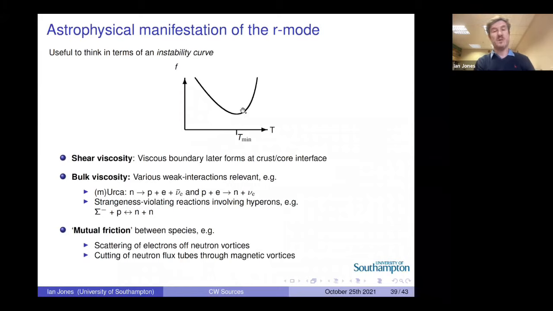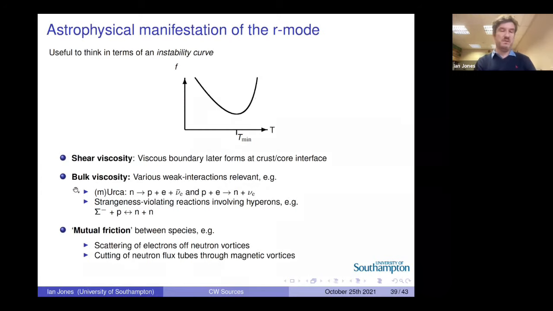And the reason why this is temperature dependent is that these dissipation mechanisms themselves are temperature dependent. It turns out at low temperatures, shear viscosity is strong. So this low temperature portion of the instability curve is dominated by shear viscosity. Shear viscosity is the viscosity you get from having velocity gradients in a fluid. Bulk viscosity is the viscosity you get from having volume changes. Bulk viscosity is stronger at these higher temperatures. So this right-hand part of the instability curve over here is dominated by bulk viscosity.